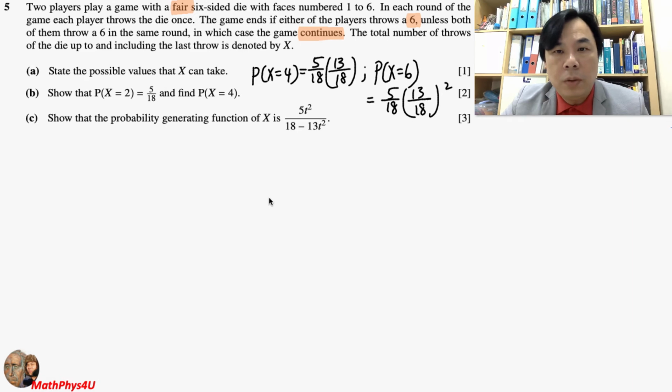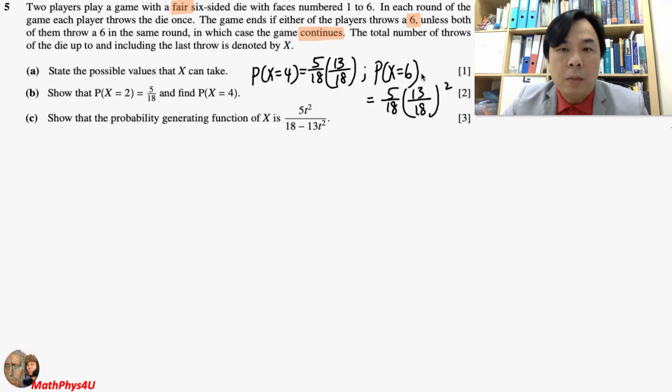Alright, now based on all the results that we have obtained so far, I would like to summarize that again. So far we have found the probability of X=2, which is equal to 5 over 18. And then we have also evaluated the probability of X=4, which is equal to the product of 5 over 18 multiplied by 13 over 18. And then finally, this is the extra one. I have calculated the probability of X=6, which is given by 5 over 18 times 13 over 18 raised to the power of 2.